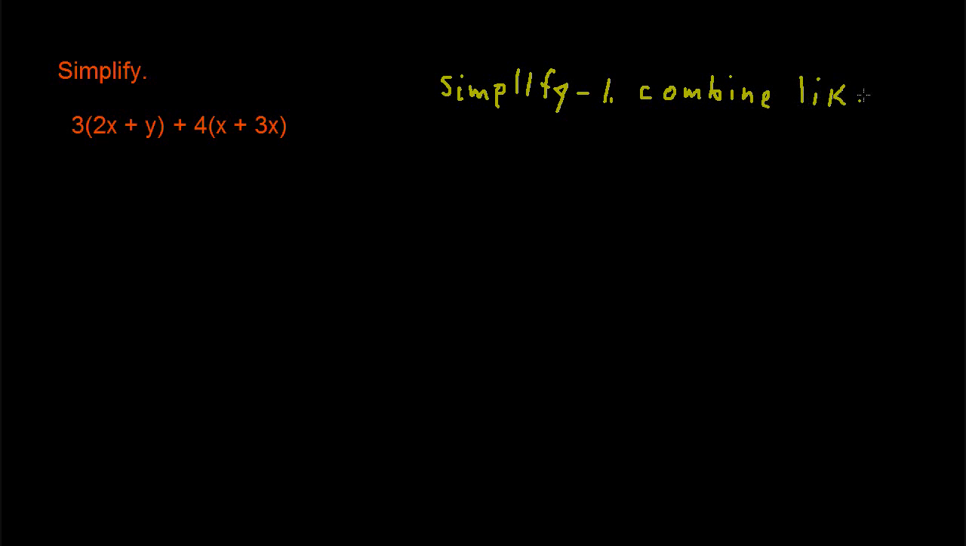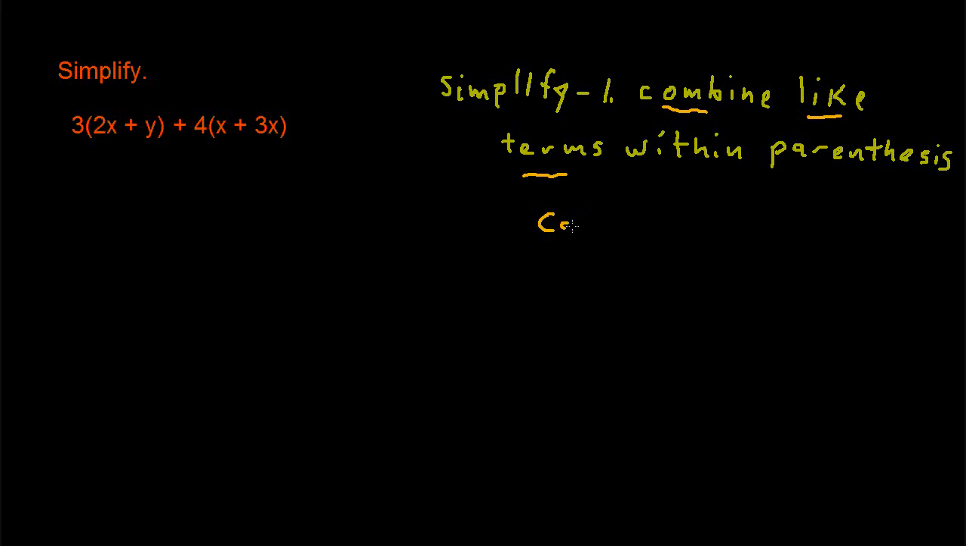within the parentheses. And if you look to the left, you can see we have some like terms within the parentheses. Combine like terms within parentheses. We know what like terms are, but we haven't yet defined what combine like terms means, so we better say what combine like terms means. And so to combine like terms, there's 2 steps in this process.